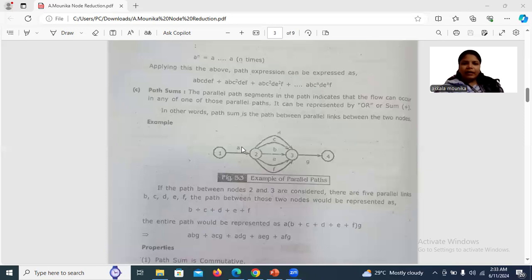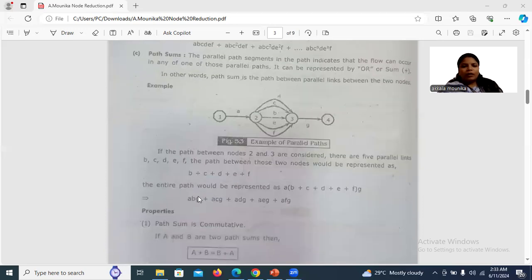Why are we taking the product here? It is in the form of a series. First of all, we need to do the sum between the second and third node. Next, after getting some expression, we need to multiply it with the other segments which are in parallel with that.